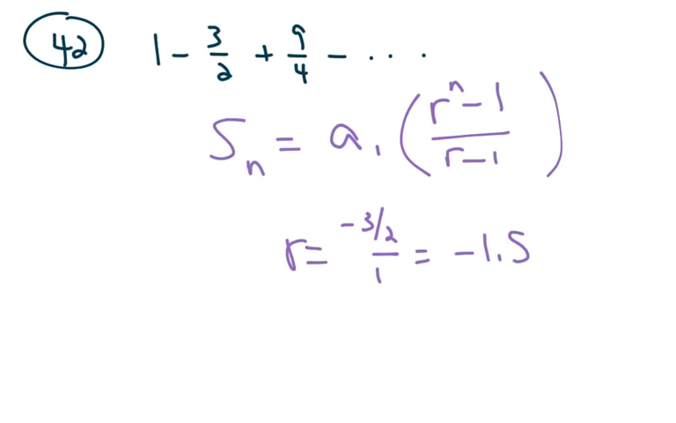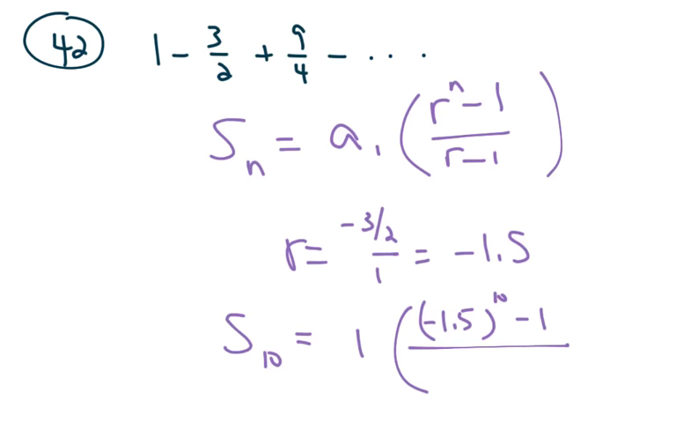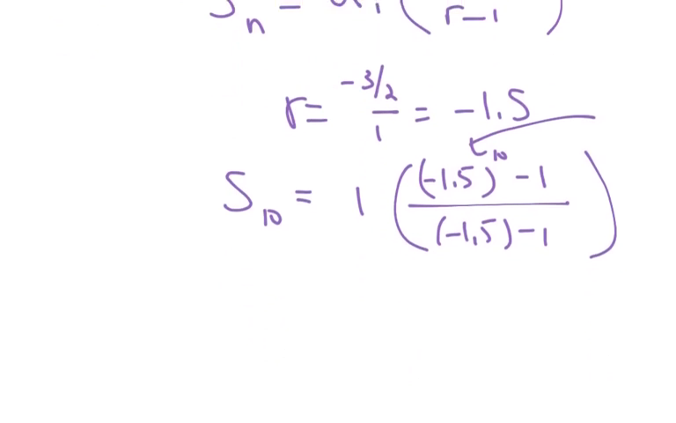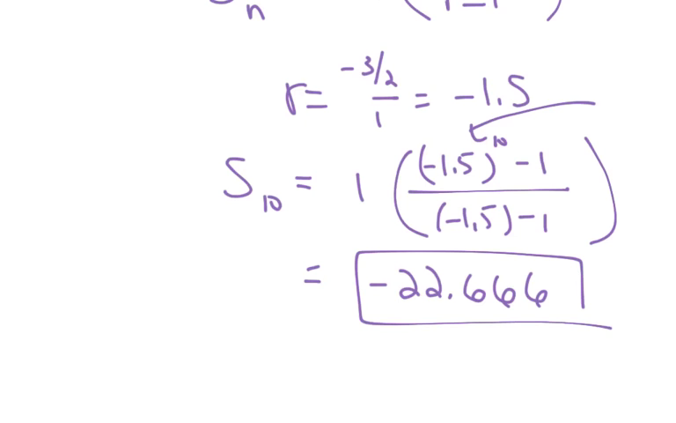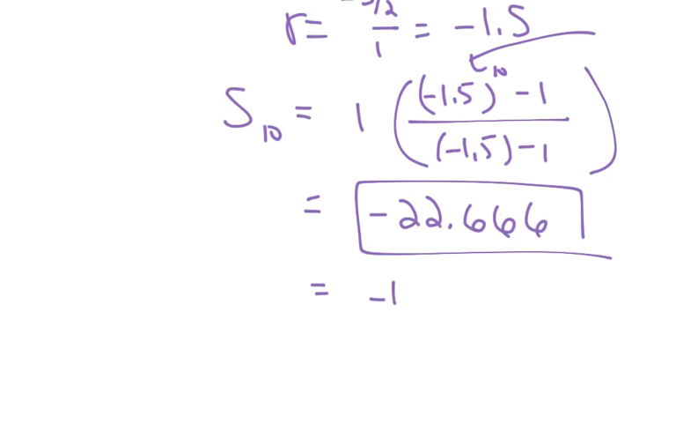And I already know the first term is 1, and we're adding the first 10 terms. So the sum of the first 10 terms is 1 times negative 1.5 to the 10th power minus 1 over negative 1.5 minus 1. Notice the parentheses here. That's really important because on the test, people forgot that. And when they raised a negative to an even power, they got a negative instead of a positive. And I'm going to find out that it's about negative 22.666. I know it doesn't look like a very nice number. If you want to change it into a fraction by hitting math enter enter, my calculator spit out negative 11,605 over 512.